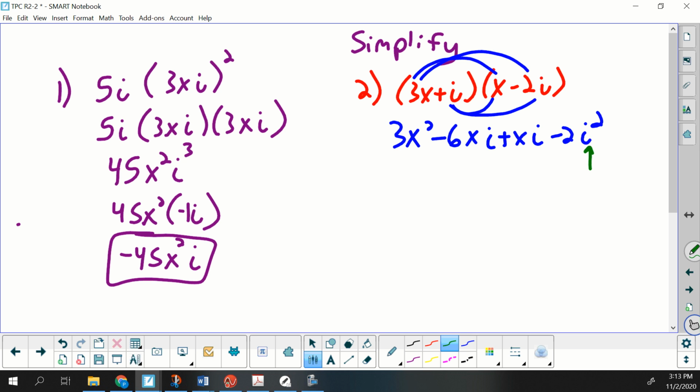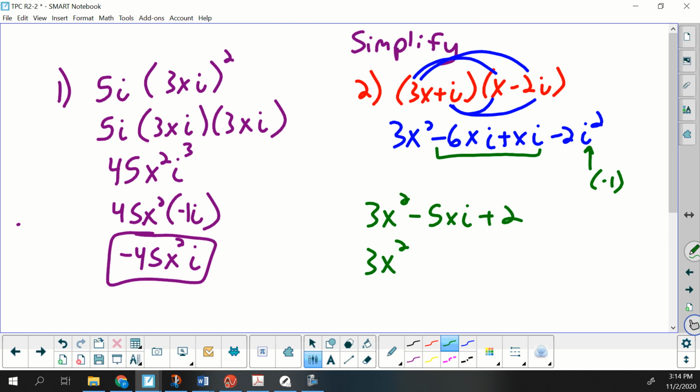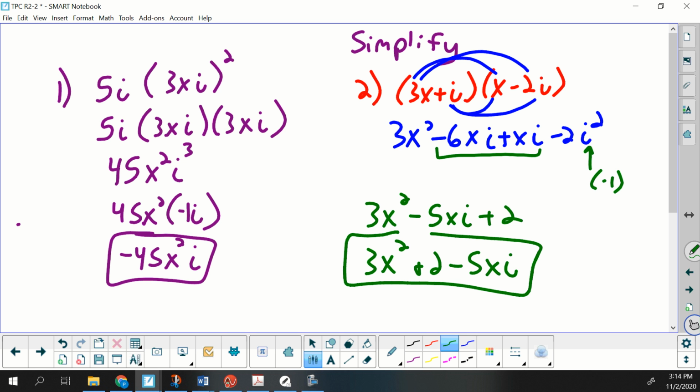Keep in mind this i squared is really a negative 1. So we're going to have 3x squared minus 6xi plus 1xi will give us minus 5xi. And then negative 1 times negative 2 will give us a 2. Now the last thing is they usually want it in a plus bi form, so usually your i thing should come last. So we're just going to write it as 3x squared plus 2, and then minus 5xi. And then that would be it. That would be our simplified form.